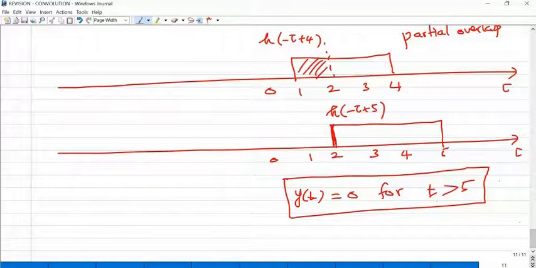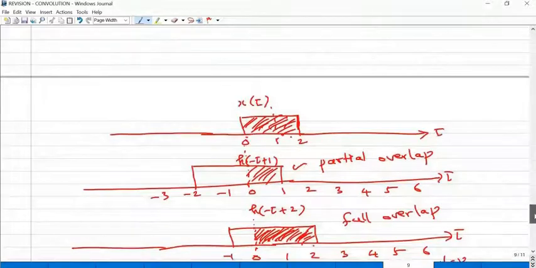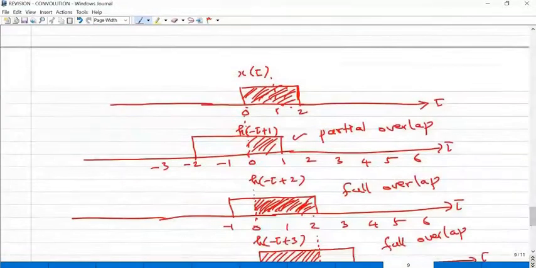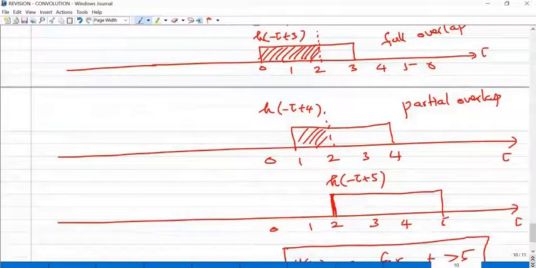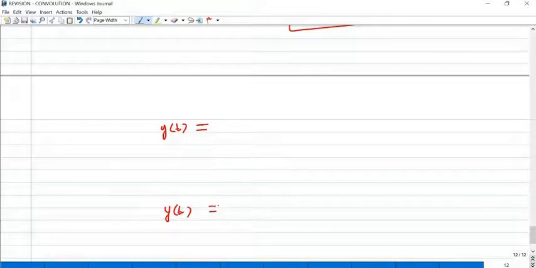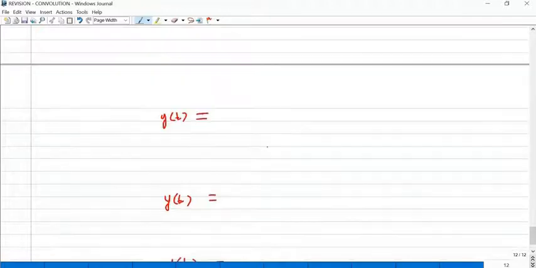Now how to solve this problem? You cannot solve this y of t with a single integration. Why? Different kinds of overlap. At t equal to 0, it has just started. At t equal to 1, partial overlap. At t equal to 2 and 3, full overlap. At t equal to 4 and 5, partial overlap. So you have to solve your y of t in 3 different cases: y of t for the initial partial overlap, y of t during the full overlap cases, and y of t again for the partial overlap cases. You have to solve your y of t in 3 steps. Single step is not possible.